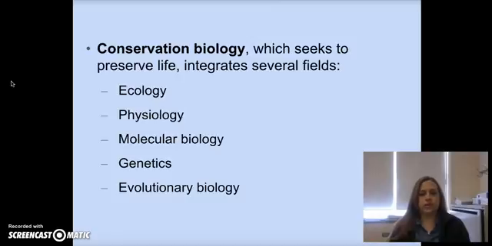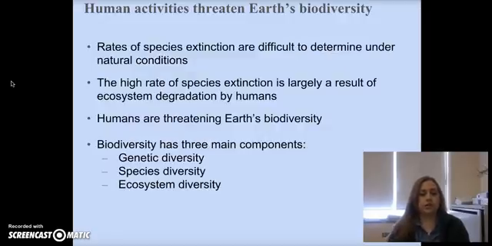So conservation biology seeks to preserve life, and it integrates things like ecology, physiology, molecular biology, genetics, and evolutionary biology. And one really important thing to think about when we talk about conservation biology and restoration ecology is how human activities threaten Earth's biodiversity. So rates of species extinction are difficult to determine under normal conditions. The high rate of species extinction that we see today, though, is largely a result of these ecosystems around the world that are being degraded by humans. So humans are truly threatening Earth's biodiversity.